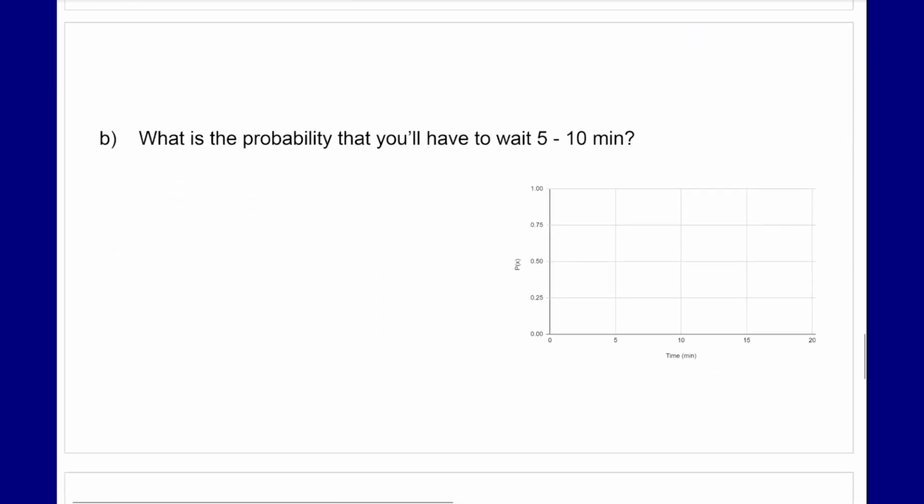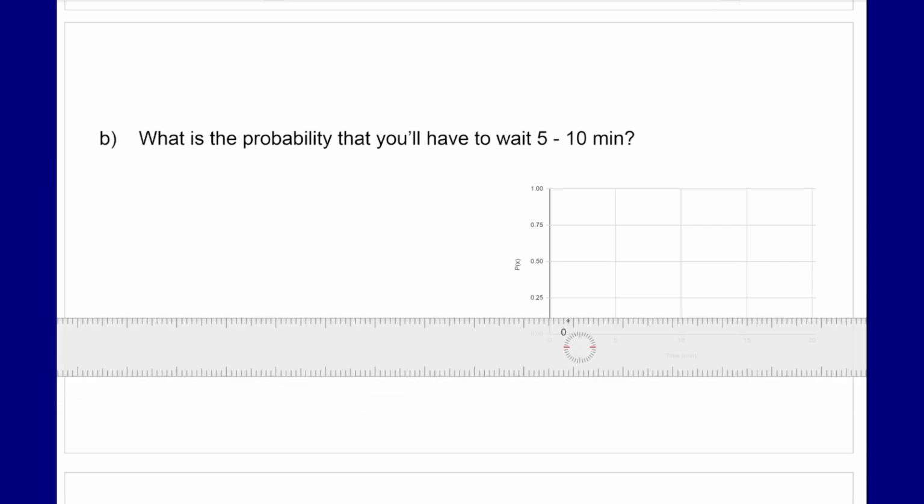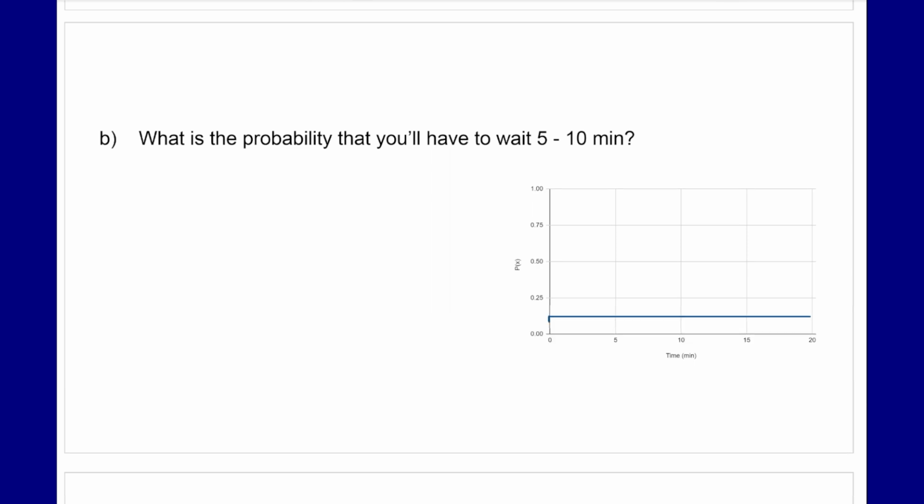So what is the probability that you have a wait time between 5 and 10 minutes? I'm going to go back and draw it in quickly. So my probability distribution, 0.05. I want to find out the probability of me waiting anywhere from 5 to 10 minutes. So from here to here. So I want to find this area.